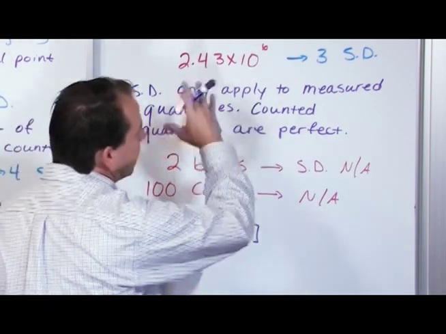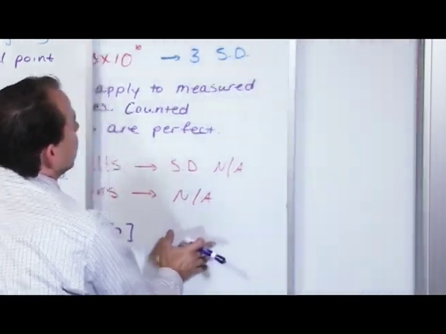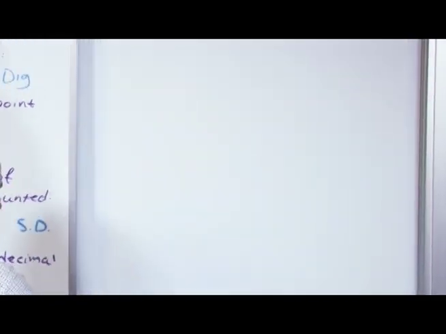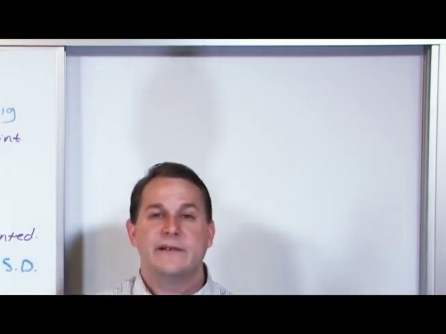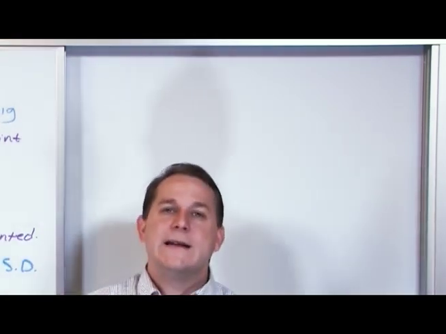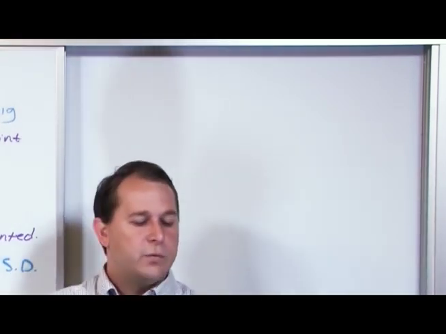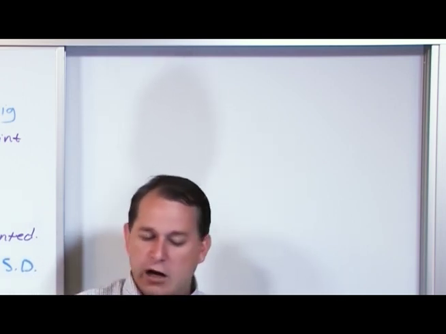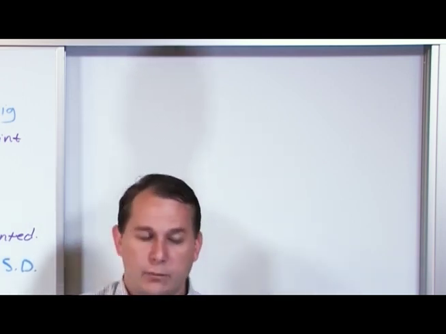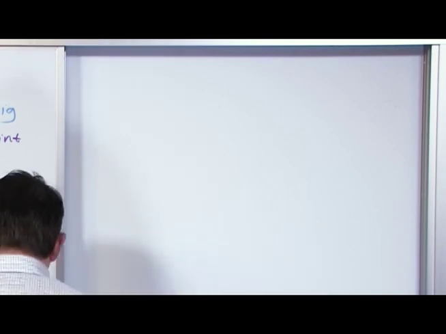Now these are the rules that we use to determine how many significant digits a number has. Now we're going to learn some rules to do calculations. And they're not going to be very hard, but we're going to learn them right now. And then we're going to do a lot of examples. So let's go and figure this out now.